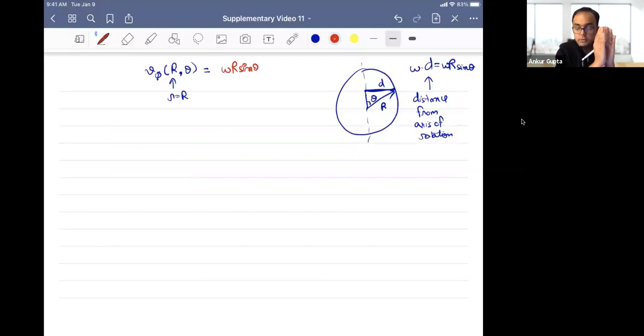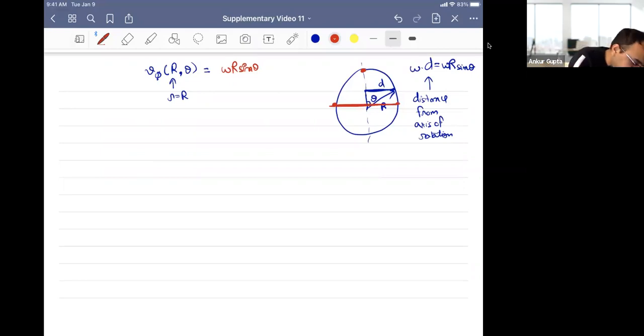When theta is zero, which is basically at the top, the velocity is zero because it's actually at this point on the axis. But when theta equals pi by 2, the velocity along the entire ring is maximum, because that's the farthest you can go from the axis of rotation. So that's how you can think about this omega r sine theta.